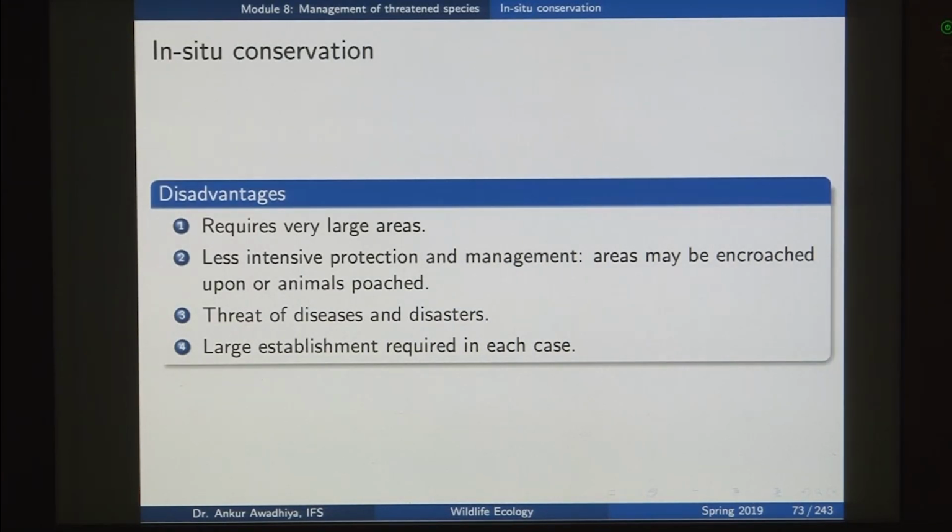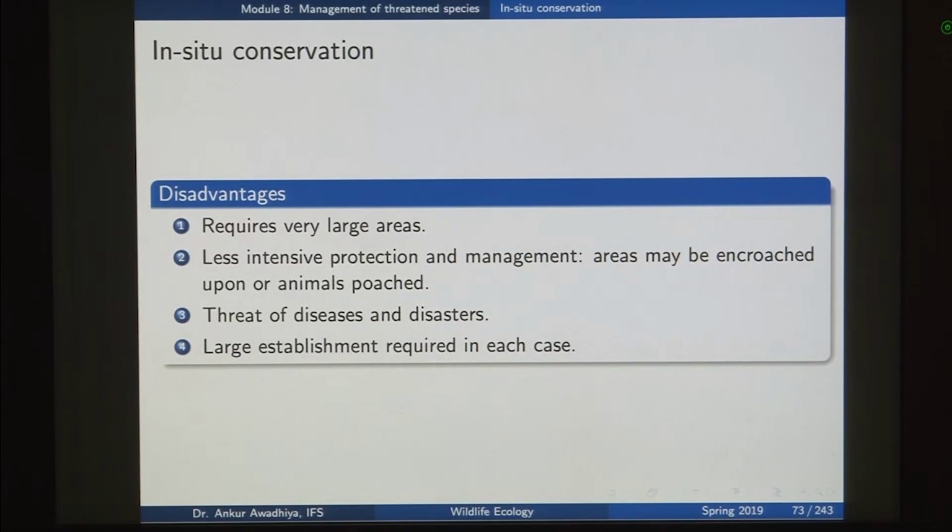However, it also suffers from certain disadvantages. It requires very large areas. So, in the case of tiger reserves, it will have tens or even hundreds of square kilometers of area, whereas to have a zoo, you might set up a zoo in a very small area, say a few square kilometers. So, in situ conservation has this disadvantage that it requires a very large area. Also, less intensive protection and management, because the areas may be encroached upon or the animals poached. So, here we have the classic example, should you keep all your eggs in one basket or should you keep your eggs in different baskets.